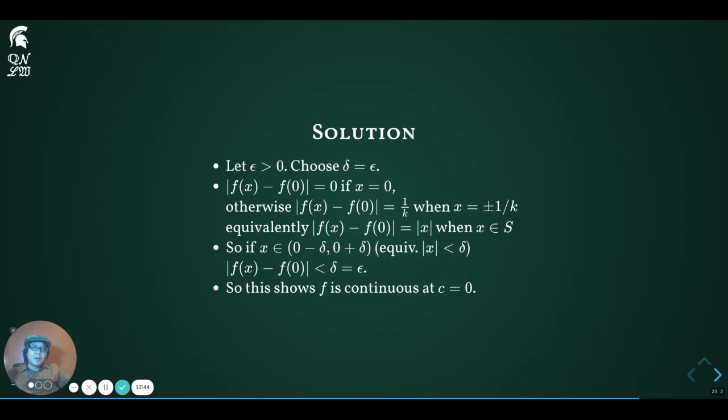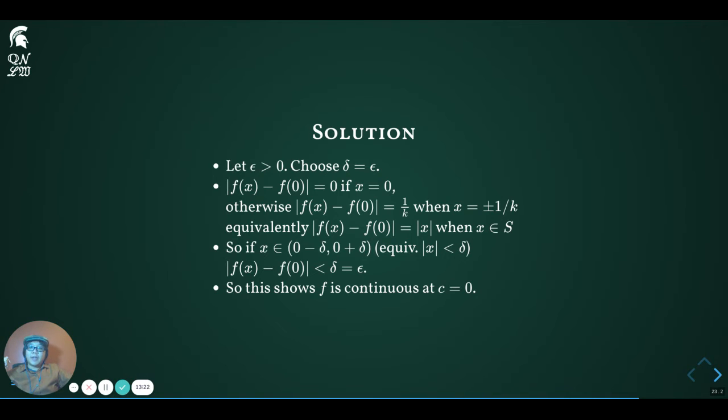We want to check that the difference between f of x and f of 0 is indeed small when x is close to 0. So first, when x is equal to 0, then of course f of x minus f of 0 is 0. So it is smaller than any positive number. When x is not equal to 0, then since the domain is of the numbers of the form plus or minus 1 over n, there must be some natural number k for which f of x equals 1 over k times minus 1 to the kth power.